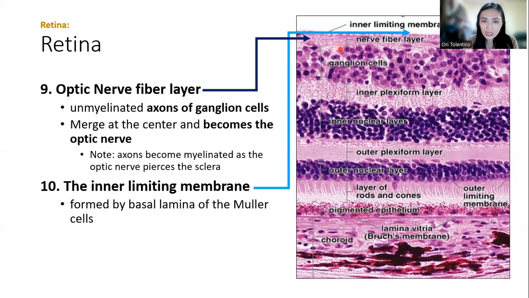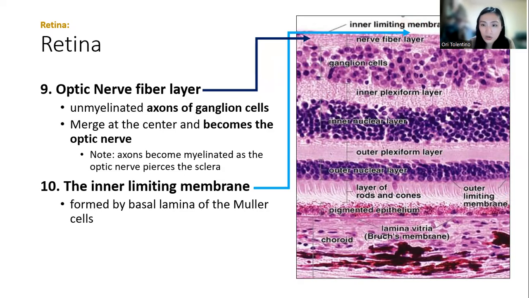Note that in the nerve fiber layer, the axons are still unmyelinated. But as they become the optic nerve at the back of the eye, at the back of the sclera, they now obtain myelin sheaths and become myelinated. Lastly, the innermost layer is the inner limiting membrane. It is a thin membrane at the most front of the retina in contact with your vitreous body anteriorly.